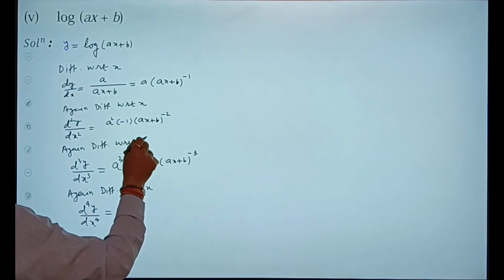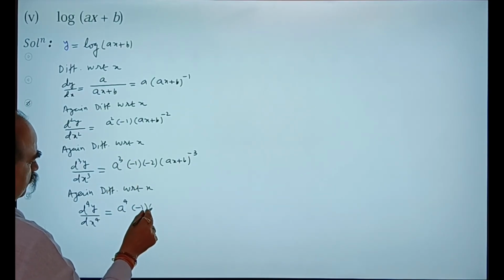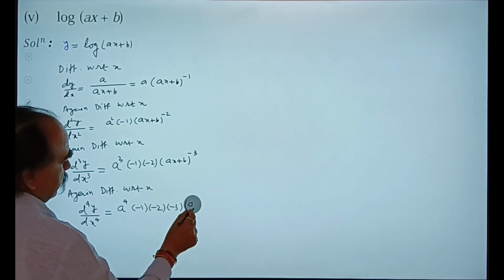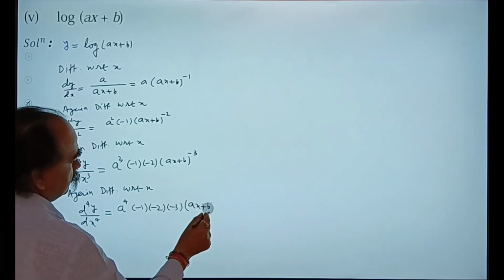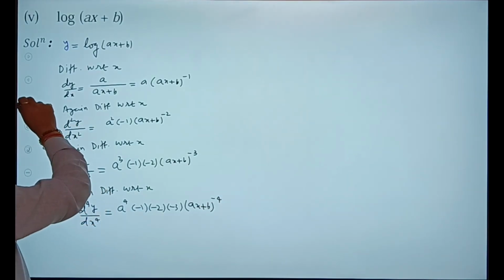Derivative of ax plus b is what? A. So a cube into a is what? A raised to 4. Minus 1 into minus 2 into minus 3 into (ax plus b) raised to minus 4. Let us generalize it.